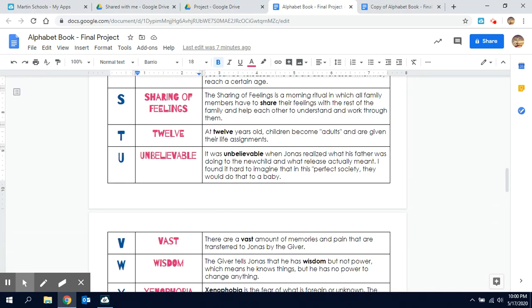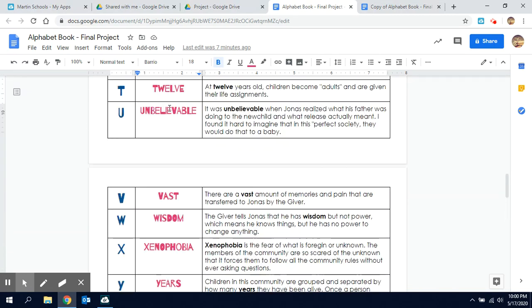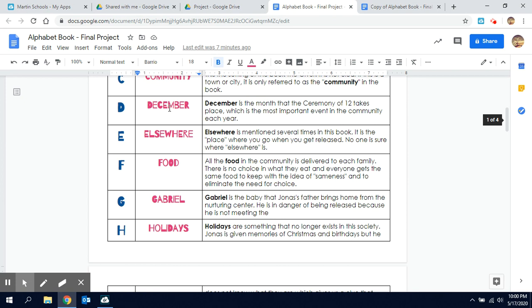So basically, you are using your word and your sentence or two to show me that you read something in the book somewhere along the lines, and that you can relate these words to the story.